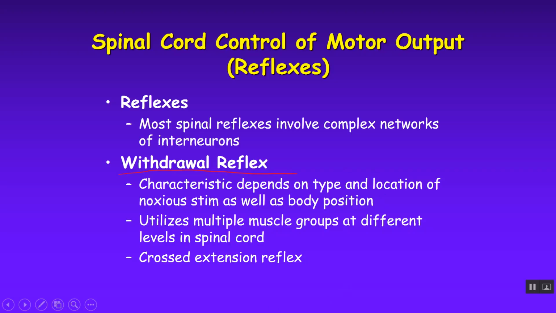If you're standing, you also have to induce a cross-extension reflex. So if you're weight-bearing and you have to flex or withdraw one limb, you've got to send signals to the other limb to extend multiple muscle groups. Hip, thigh, gastroc has to turn on. All those levels have to turn on to stabilize you against gravity.